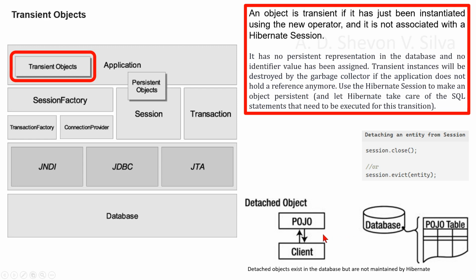A detached entity can be created by closing the session that it was associated with, or by evicting it from the session with the call to the session's evict method. Here you can see detaching an entity from session. Or here. This temporary separation of the entity and database is shown in this image here.